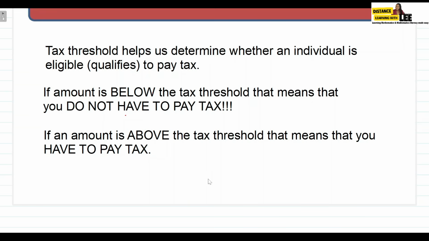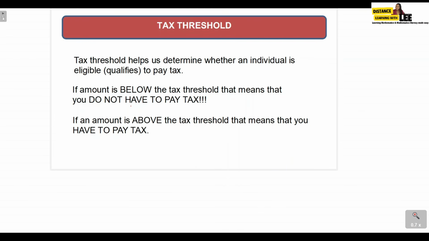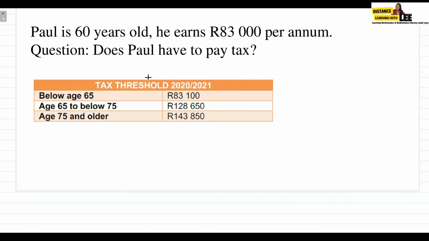Let's look at one question so that I can reinforce and make sure that you understand what the tax threshold is. It says Paul is 60 years old, and he earns 83,000 per annum. We're given the question: does Paul have to pay tax? So we know that Paul is 60 years old, and he earns 83,000 per annum, per year. In a year, that is how much he earns, and we want to determine if he has to pay tax.